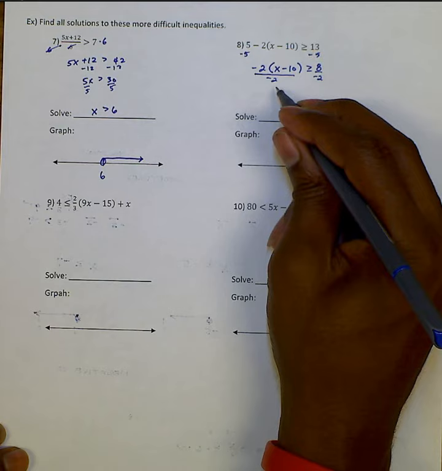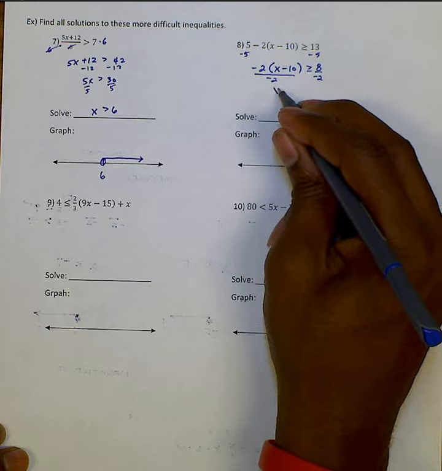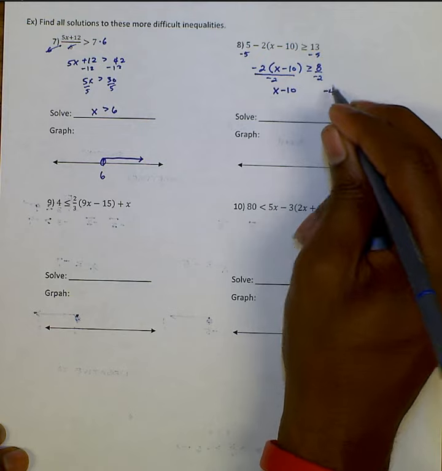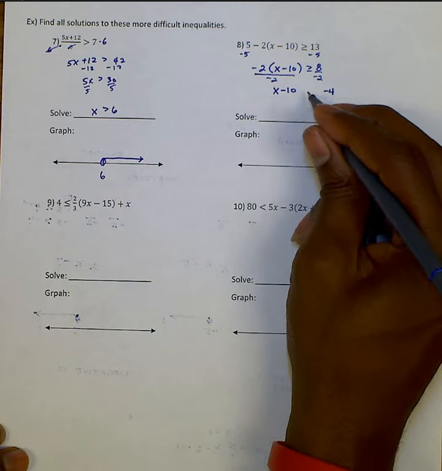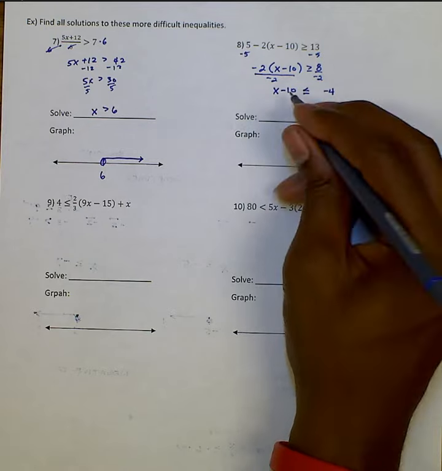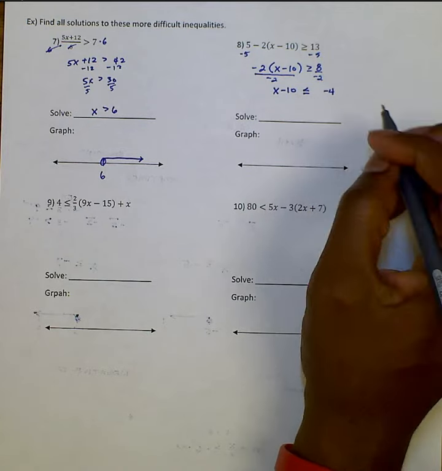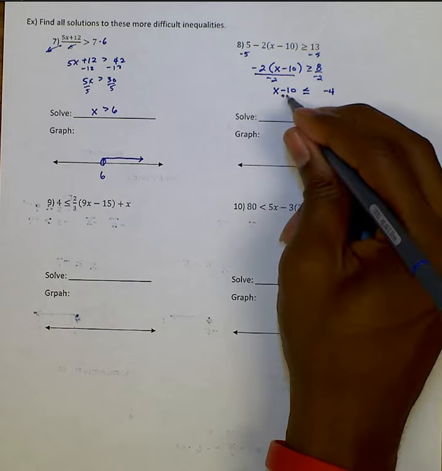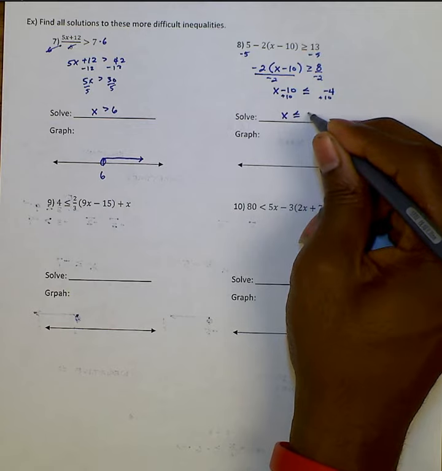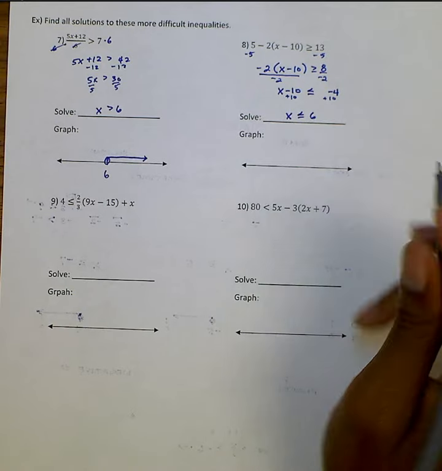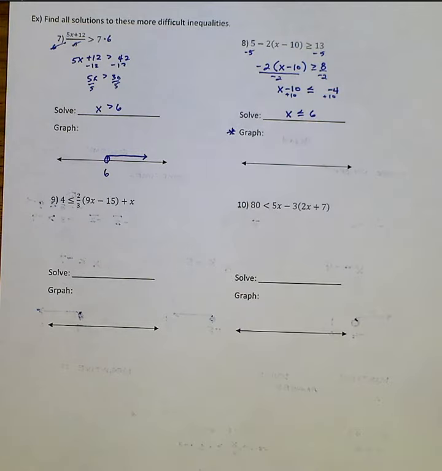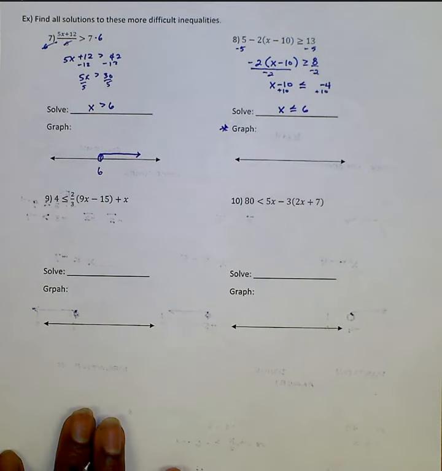And so now I'll have x minus 10 on this side. I'll have negative 4 on the other side. I just divided by a negative number, so now I have to flip the sign. And to get x all the way by itself, I'll add 10 to both sides. And so now I have x is less than or equal to 6. Graph that, bring that in. Graph it. Shouldn't be too hard.